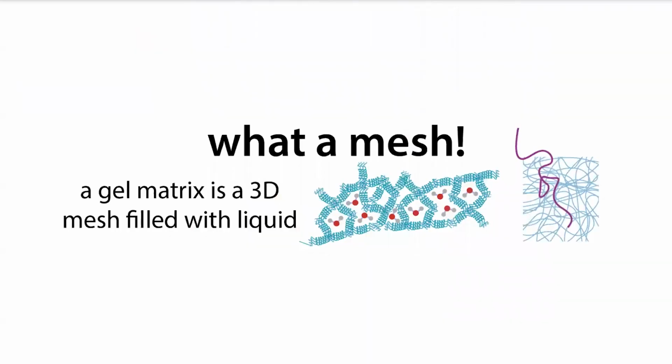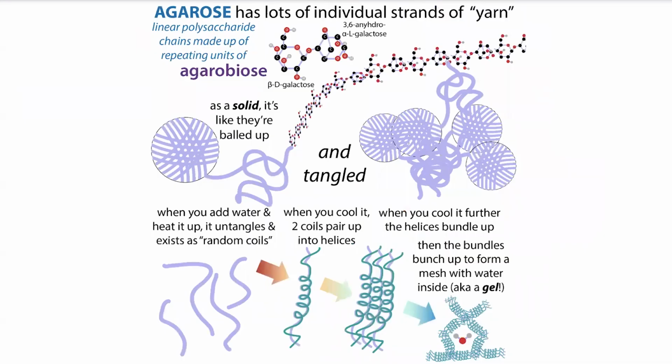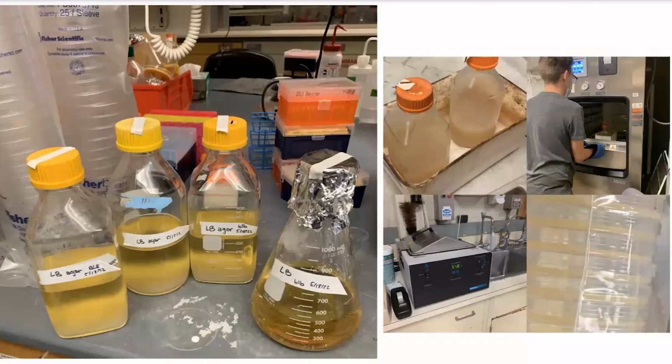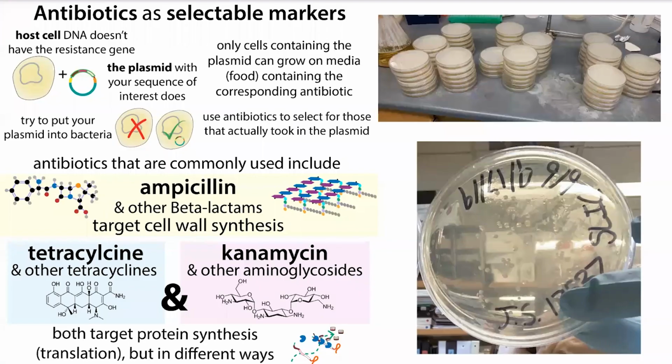And so we'll talk more about how this gelation process occurs. But basically, both agar and agarose can kind of knit themselves up into these reversible gels that make them really useful. And these gels can be filled with bacterial media, this bacterial food, and then we can basically just grow bacteria on them. And we can include antibiotics in that food if we want to do things like use antibiotics as selectable markers.